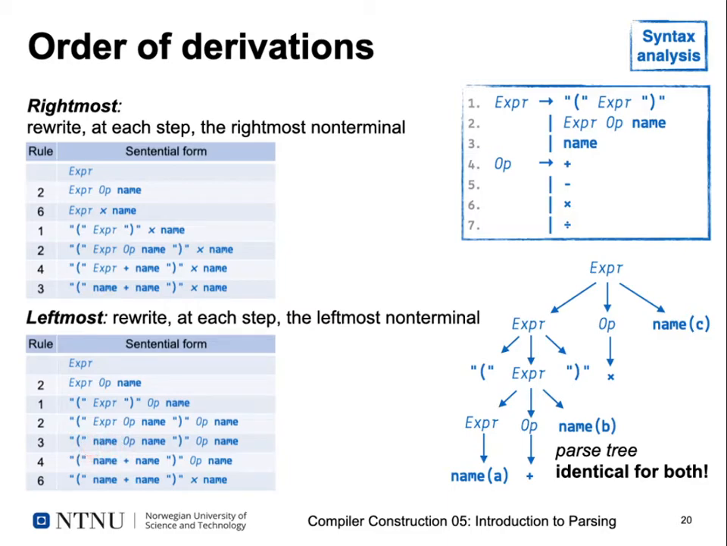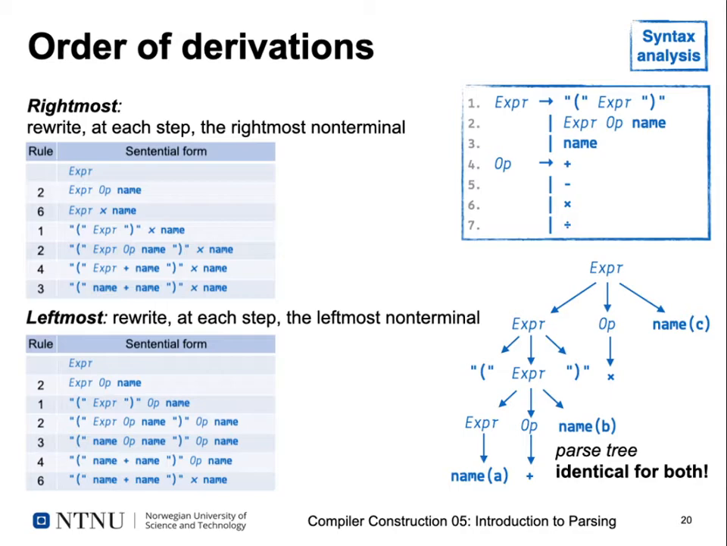You replace it by name. Then you have the next non-terminal symbol replaced by a plus. And finally, when you end up replacing all the non-terminal symbols on the left here with terminal symbols, you can now continue to the next unresolved non-terminal symbol, which is the operator. And then we end up replacing that one by a multiplication sign.